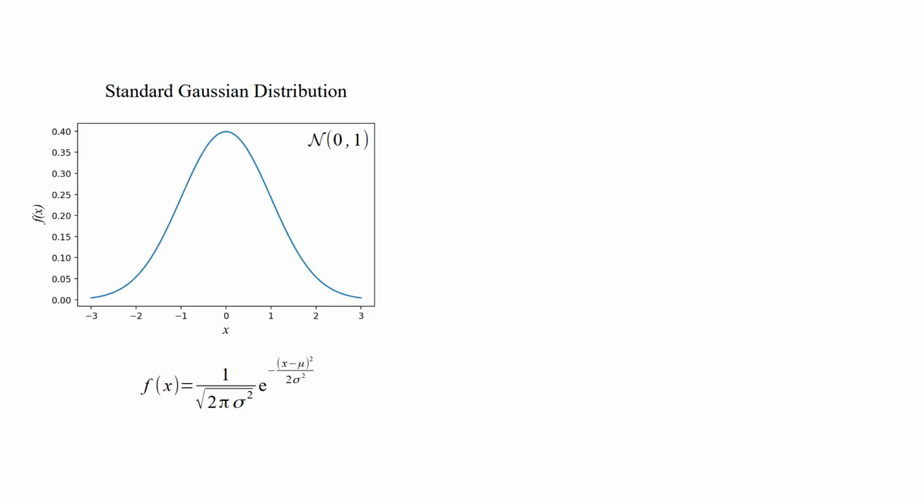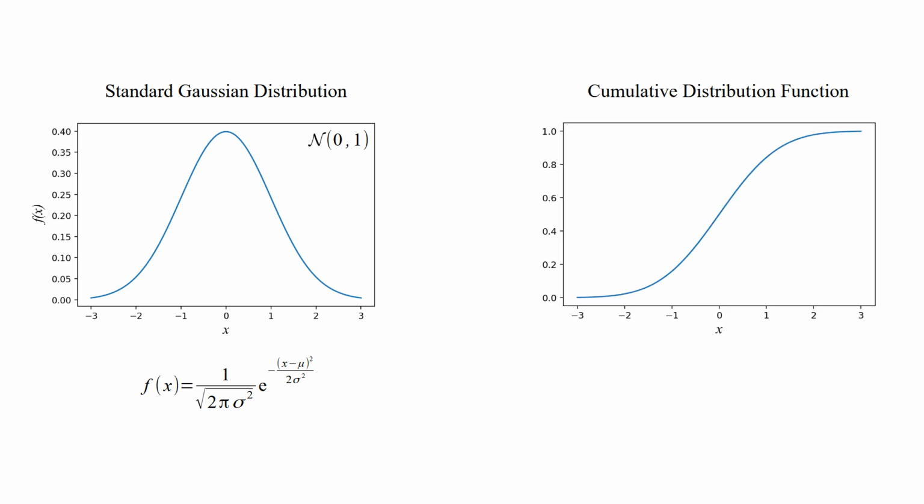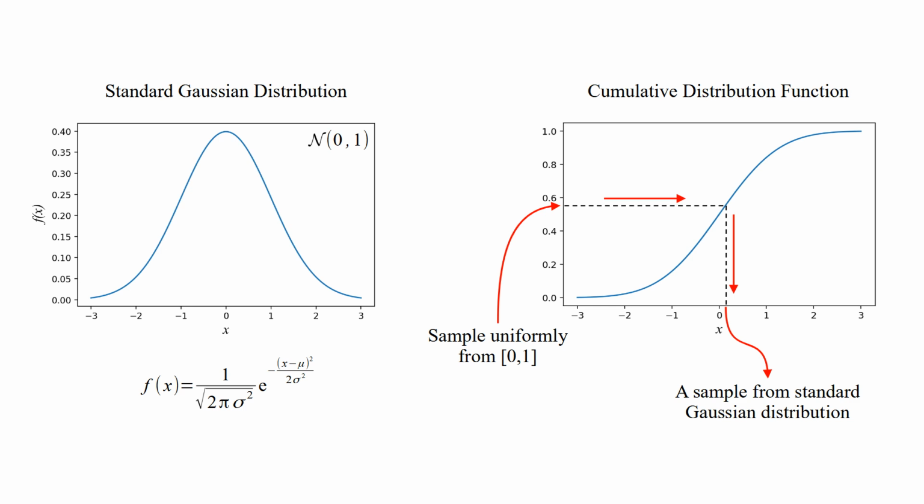Let's begin with standard Gaussian distribution. In order to generate a sample from standard Gaussian distribution, one method is to use cumulative distribution function. A value is sampled uniformly on y-axis between 0 and 1. Y value is mapped to x-axis, and x value is a sample from standard Gaussian distribution.